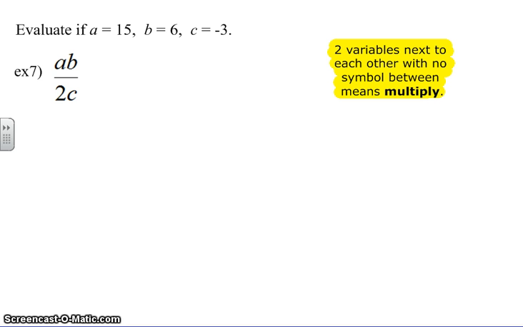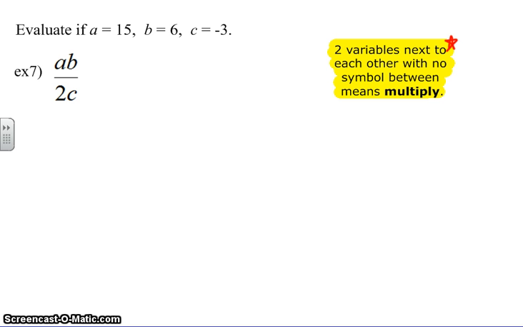Example 7, now we have more than one variable. We have a, b, and c in example 7, and they tell us to evaluate if a is equal to 15, b is equal to 6, and c is equal to -3. And you want to pay special attention to this little note that we have over here highlighted in yellow. Two variables next to each other with no symbol between them simply means that we should multiply those variables together.